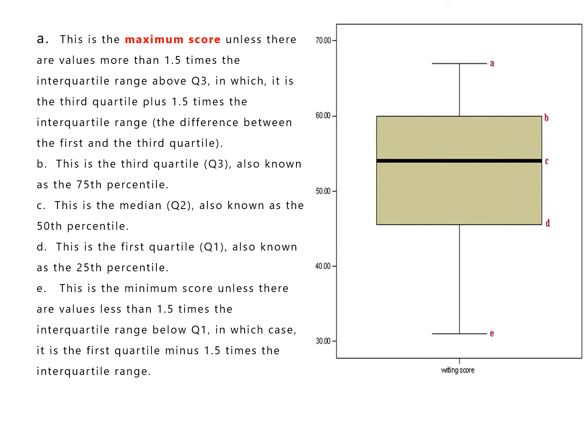So for letter A, this represents the maximum score. Letter B, it's your third quartile value. Letter C is your second quartile value, or the median value, or the 50th percentile. Letter D is the first quartile value, or the 25th percentile. And for your letter E is the minimum value.